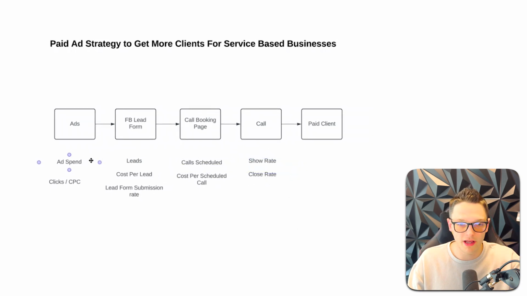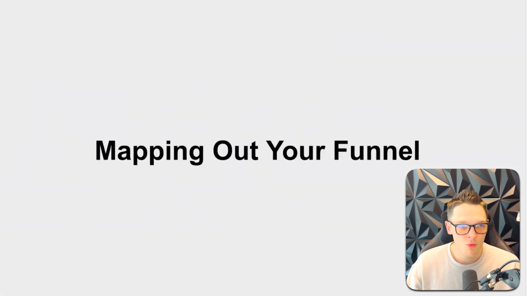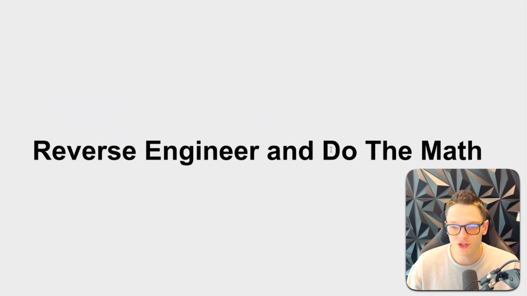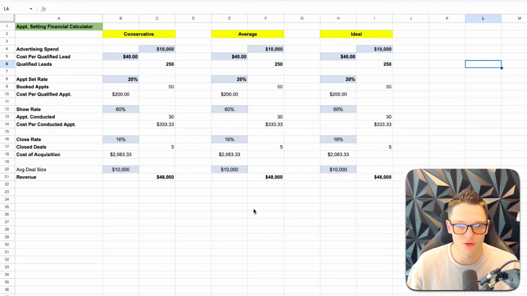That's why you want to map out your sales process, so that you can actually understand your key performance indicators, or the main numbers you actually want to track. So what do you do from there? Well, you reverse engineer and you do the math. This is really, really simple, but I think a lot of people neglect doing this. Ultimately, this is a little financial calculator that you could use. We just have a few different scenarios: a conservative scenario, an average scenario, and an ideal scenario.